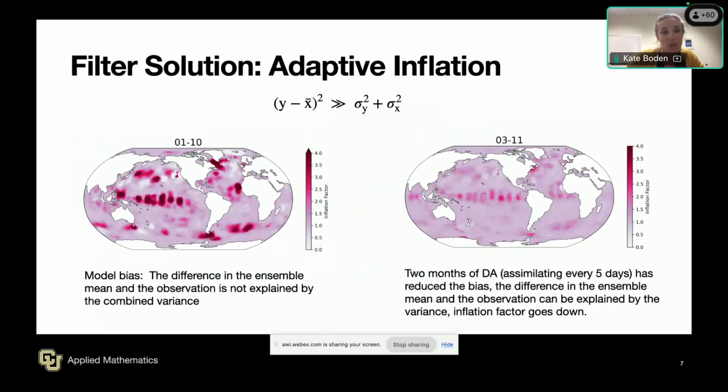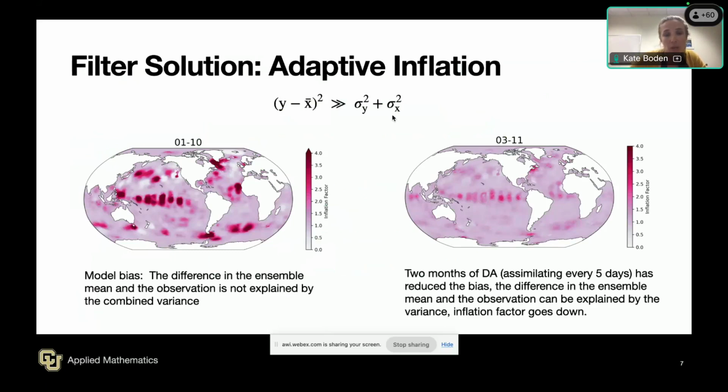I'm going to focus on inflation because that is what I'm hoping to address with a new parameterization in a coarse resolution ocean model. And adaptive inflation is a clever algorithm that looks at the difference between the observation and the ensemble mean. And if that difference is much greater than the combined variance, then you apply an inflation factor. And it's adaptive both in space and time.